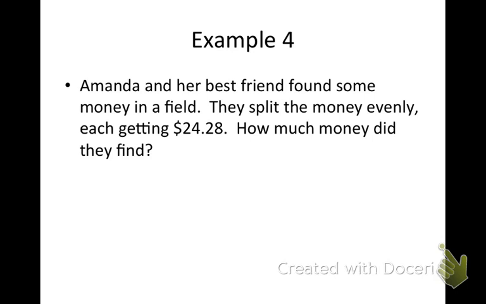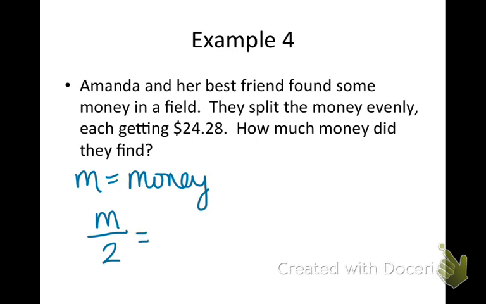So if your mind and your way of solving this wants to take the $24.28 times 2, and you're using multiplication to solve it, your equation must show division. M is going to be our variable. M will equal the money in the field, okay? And so M divided by 2 gives us our $24.28.